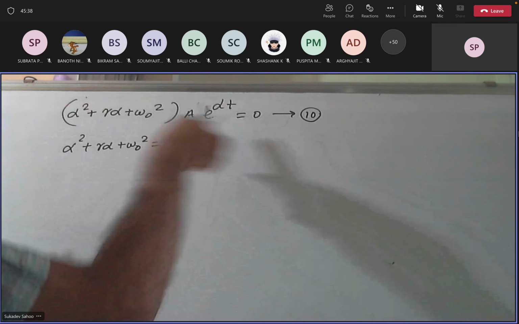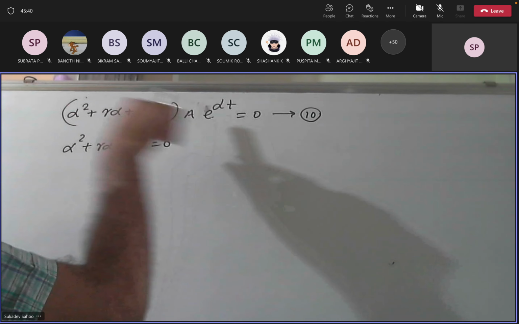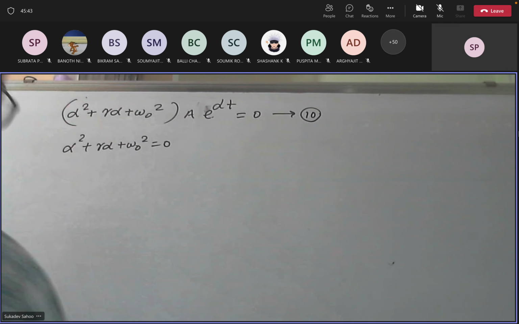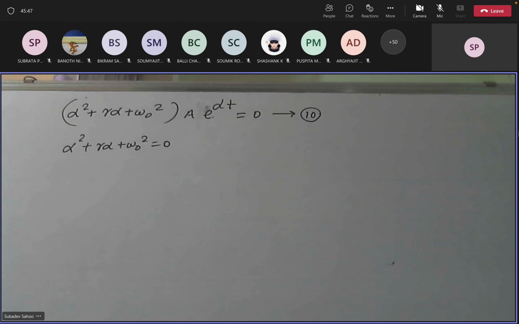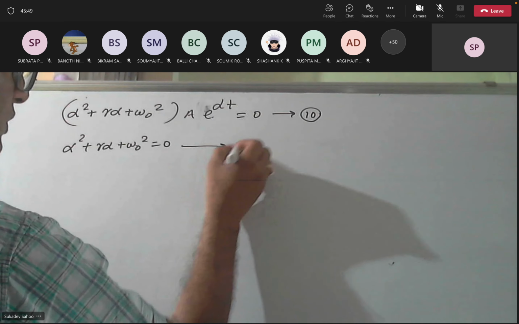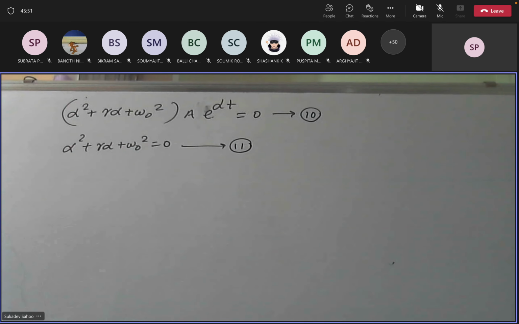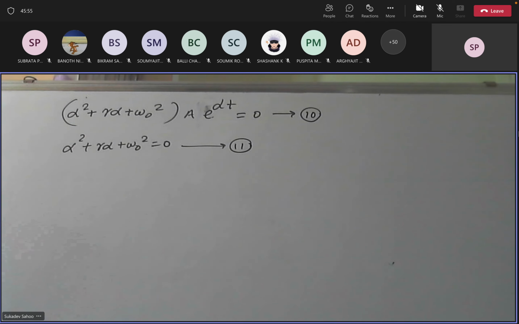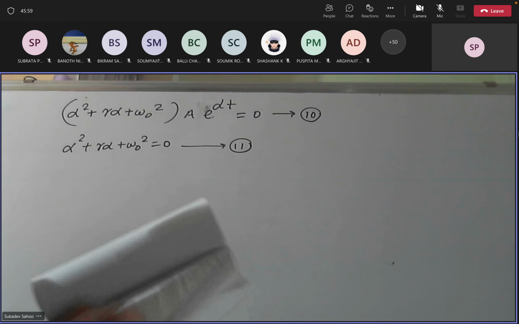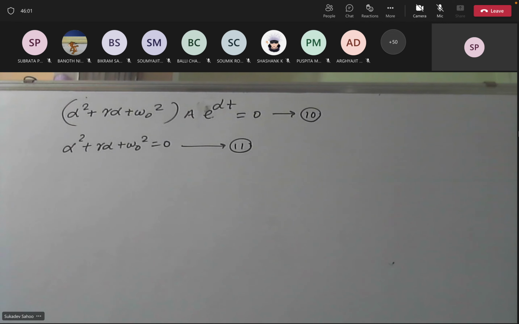You have to write why this cannot be 0 and why only alpha square plus gamma alpha plus omega 0 square equal to 0. You have to explain, not only what is present in the mathematical equations. I think all of you know that mathematics is the language of physics. Till then you have to give the physical interpretation of these mathematical equations.